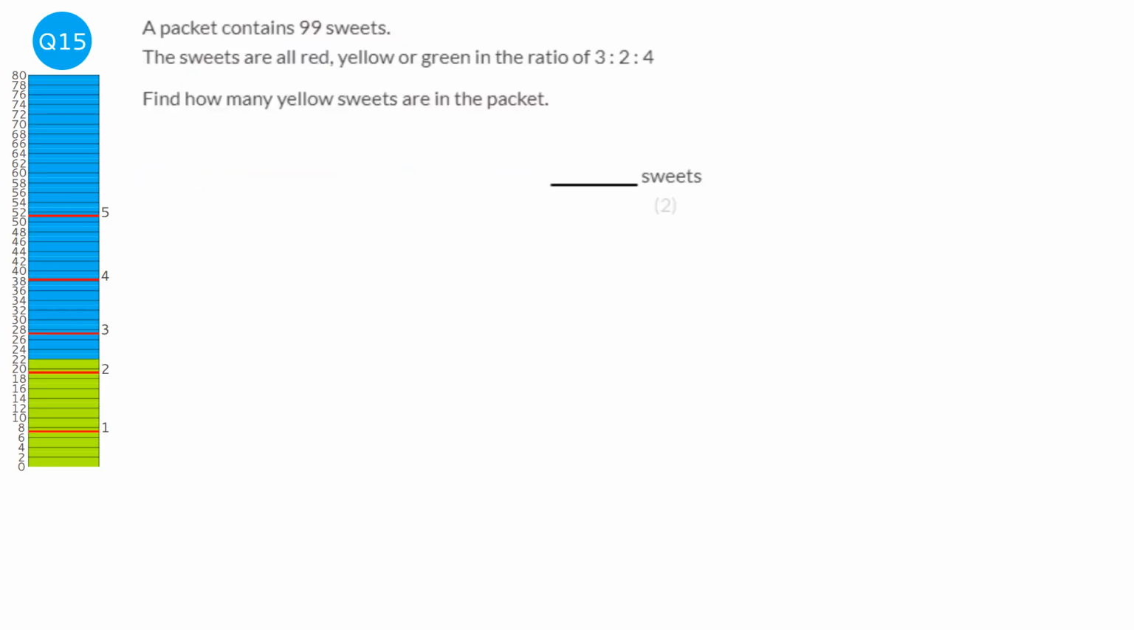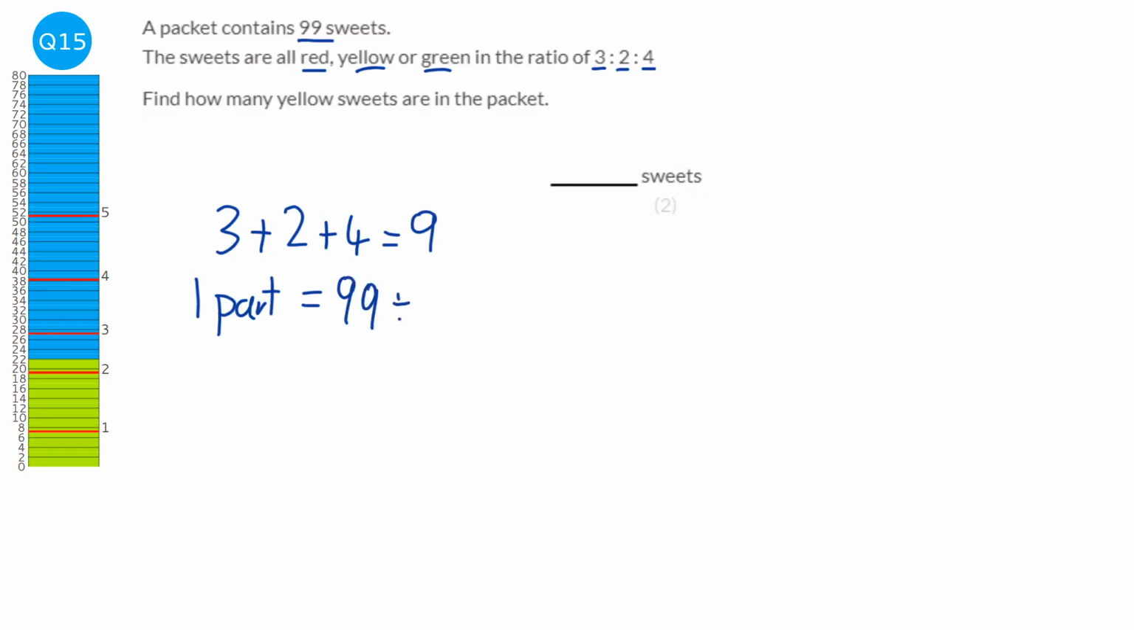So we've got to first of all work out how many parts there are altogether. So we're told that the ratio of red, yellow and green is 3 to 2 to 4. So to work out how many parts there are altogether, we do 3 plus 2 plus 4, which is 9 parts. So there's 9 equal piles of sweets. Okay, but to work out what one part or one pile of sweets is worth, we're going to get the 99 sweets and divide it by the amount of piles, and that's going to be 11. So one part is worth 11 sweets.